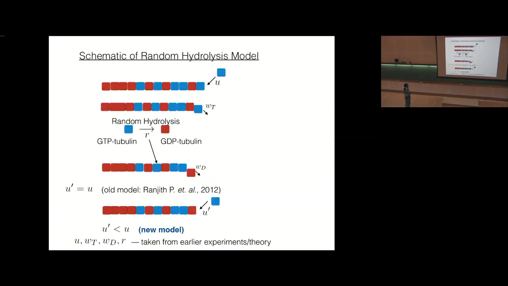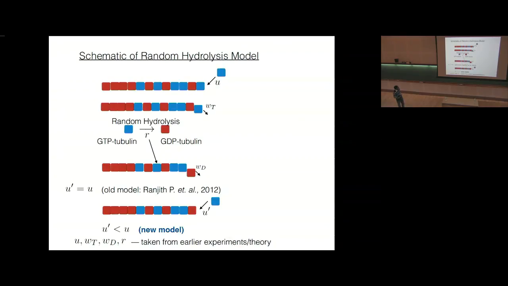This is the 2012 paper of Ranjith, Lacoste, and Kolomeisky, and it is simply this: you have a polymer with monomers polymerizing and depolymerizing with a rate U and a rate W_T. These blue objects are GTP tubulin monomers, all in the solution, and that is what polymerizes. But as you see, this tube is not fully blue, there are some red. So that is what complicates matters.